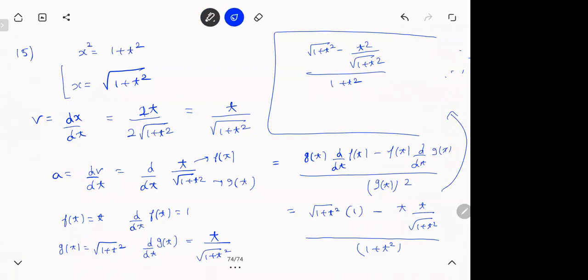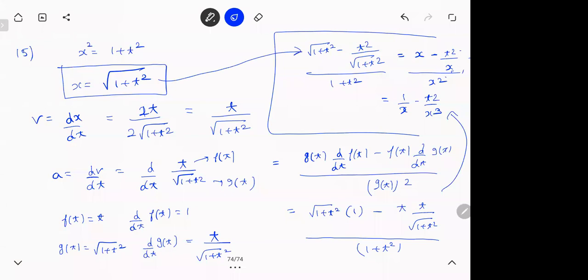Look at this thing. What is x? X is 1 plus t square, na? Substitute kar lo directly. We'll get it from here. This would be x by t square by x square. Simplify this. 1 by x minus t square by x cube. Third option. You have to differentiate it 2 times and see now, substitute 1 plus t square here.